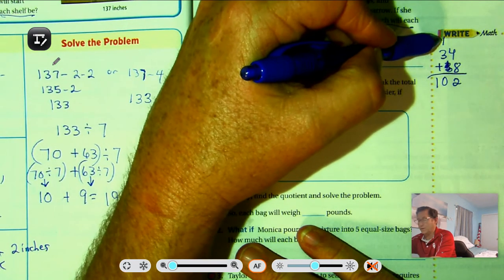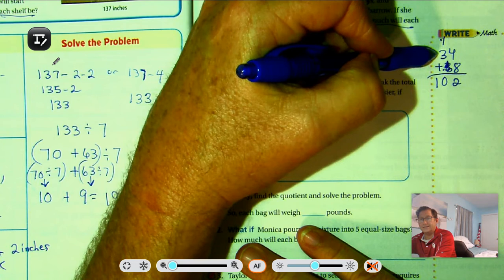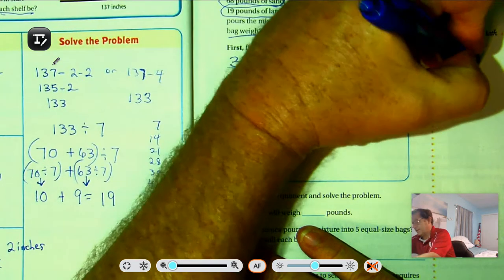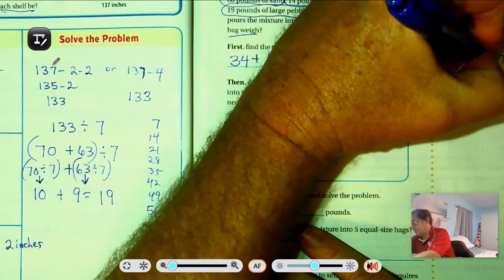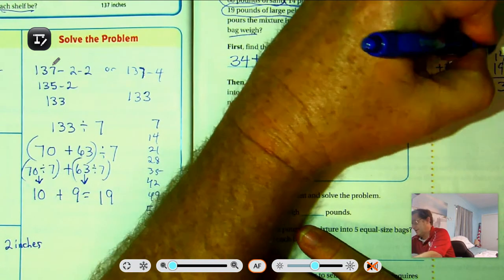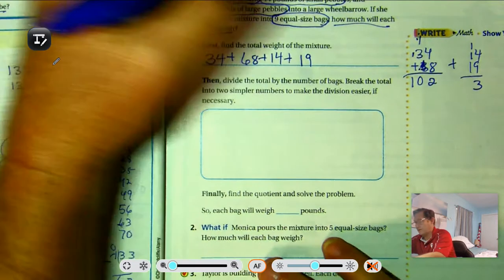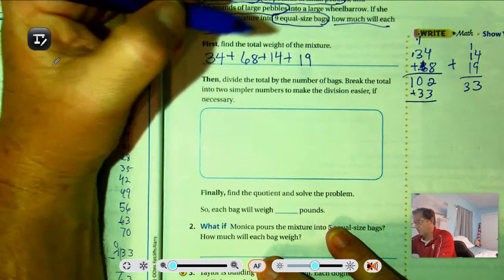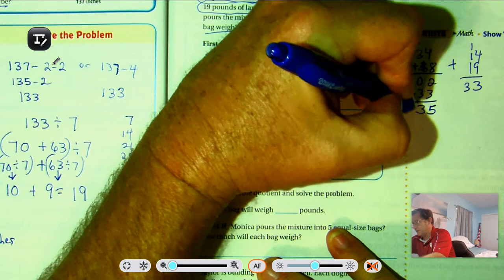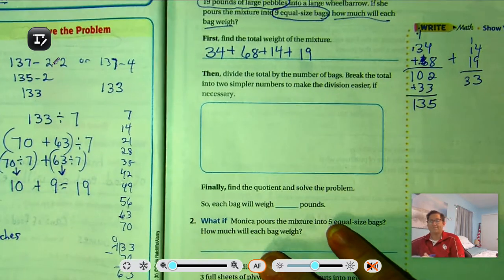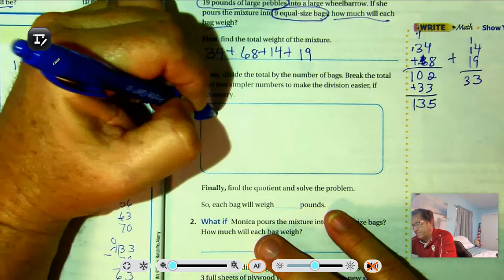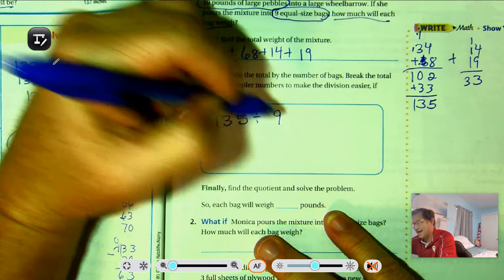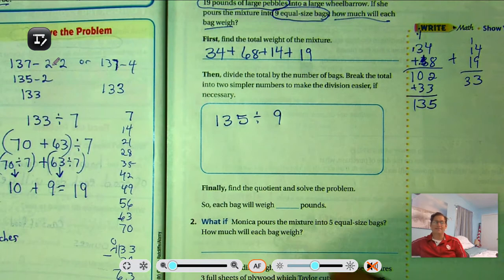Regroup as 1 ten and 2 ones. 6 tens plus 3 tens is 9 tens, plus 1 more is 10 tens, or 100. Plus 14 and 19. 9 and 4 is 13. Regroup that as 3, so 133 plus 102. 135. Okay, so we have 135 pounds, and we need to break that into 9 equal bags.